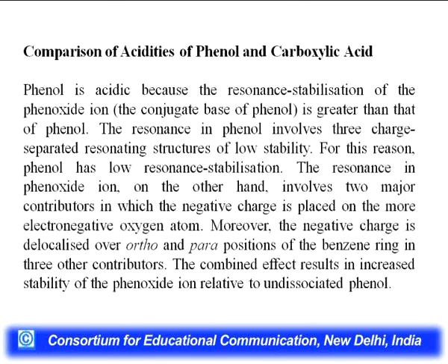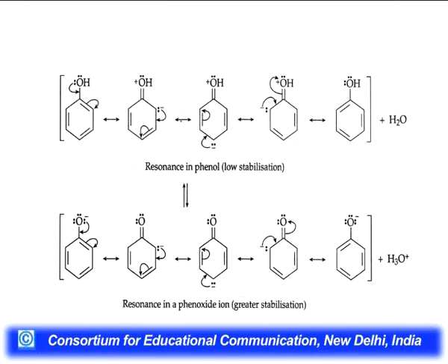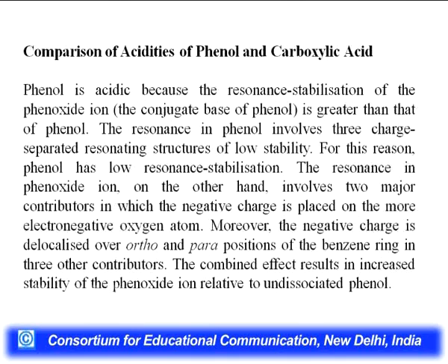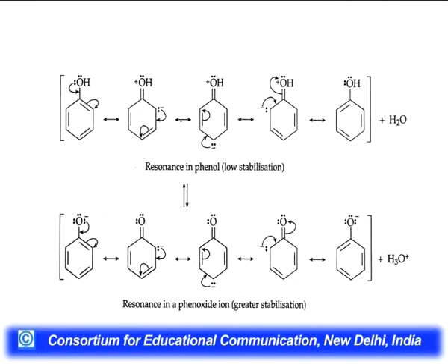The resonance in the phenoxide ion, on the other hand, involves two major contributors in which the negative charge is placed on the more electronegative oxygen atom. You can see this in the resonating structure. Moreover, the negative charge is localized over the ortho and para positions of the benzene ring in three other contributors. The combined effect results in increased stability of the phenoxide ion relative to undissociated phenol.